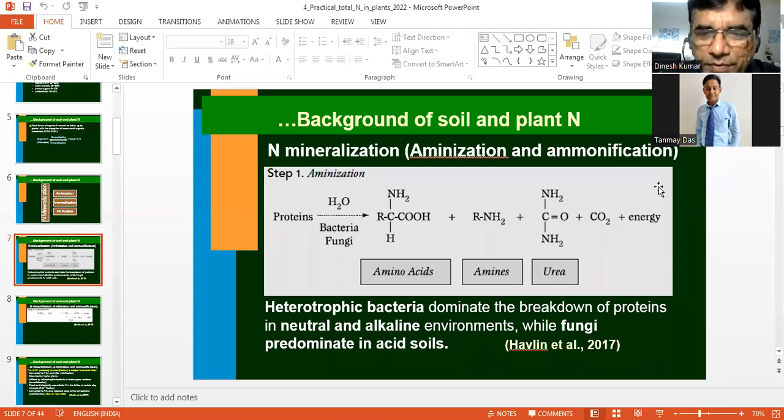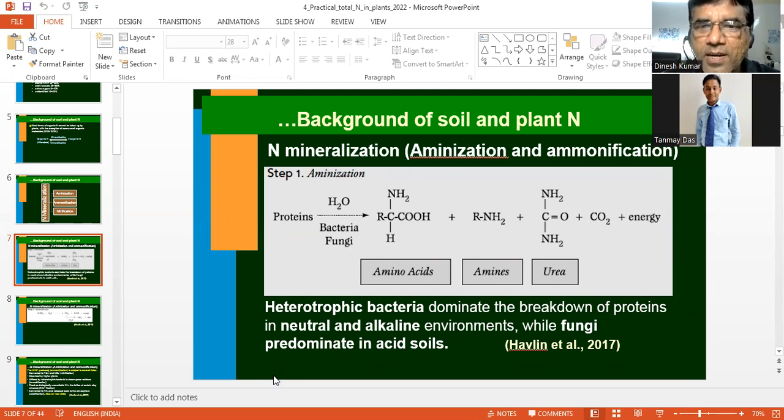So these are heterotrophic bacteria or fungi which attack the proteins, and then it is converted into three forms: amino acids, amines, and urea. And plus CO2 is also released in decomposition. This is also a kind of decomposition of organic matter where CO2 and energy is released. Particularly, this is shown under aerobic conditions. So heterotrophic bacteria dominate the breakdown of proteins in neutral and alkaline environments, while heterotrophic fungi predominate in acid soils.